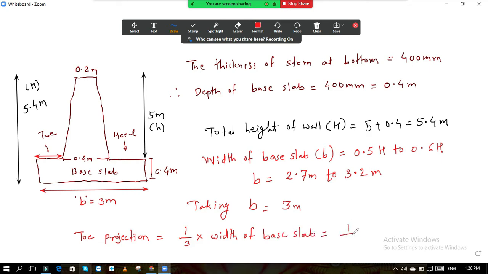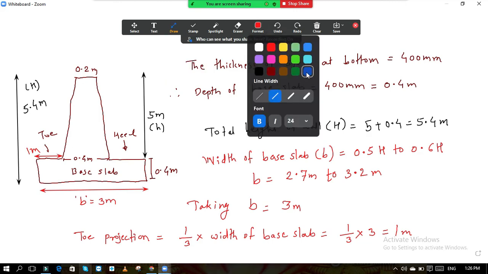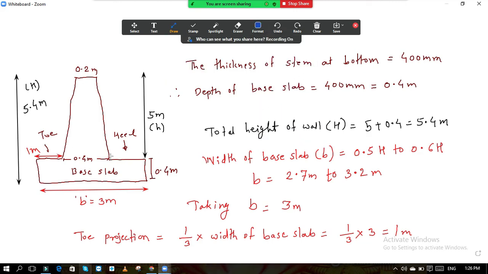So it is 1/3 into width of base slab, which is 3 meter, which is equal to 1 meter. So this is 1 meter. Okay, so we have got this 1 meter. Now what is this remaining? Now we need to calculate this remaining thing. This is the distance of heel slab.